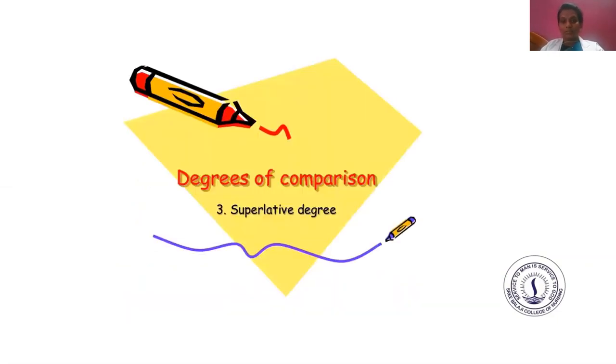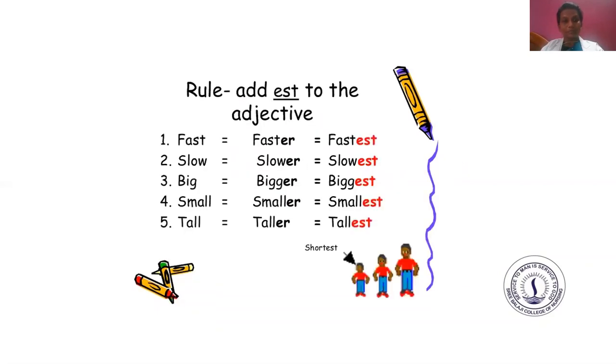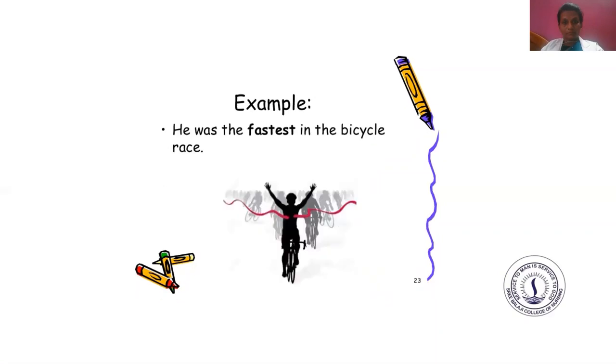The last one is superlative degree. It is used when comparing more than two people or two things. And the general rule is to add -est. He was the fastest in the bicycle race. So by seeing this -est, you can identify the degree. It is superlative degree, and you are comparing him with many others in the race.